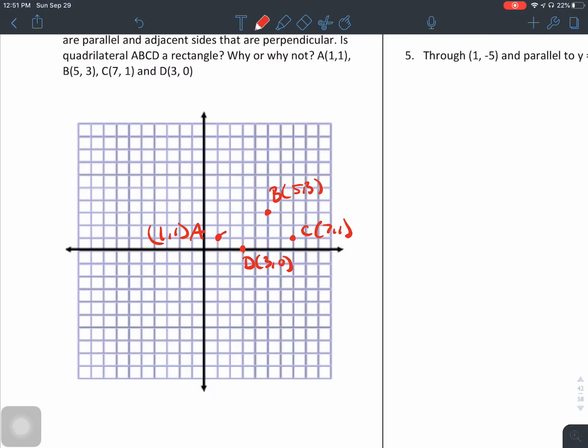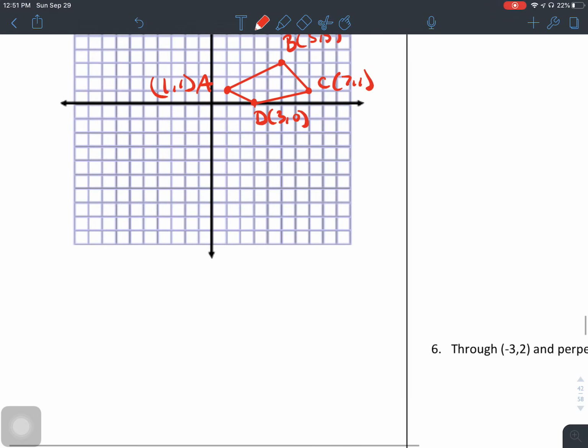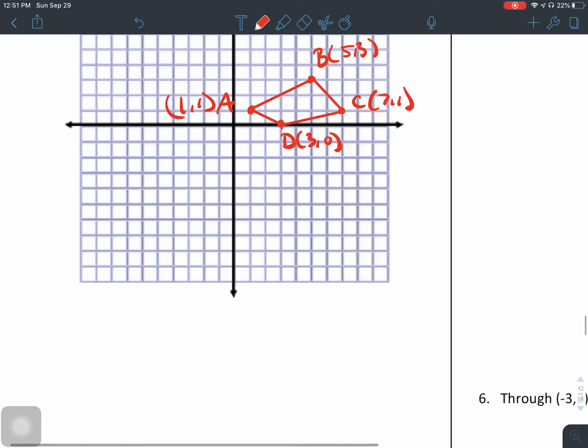Does this appear to be a rectangle? Certainly doesn't appear to be a rectangle. This is drawn to scale. In fact, we know it's not a rectangle. That's not good enough. That will never be good enough. We're supposed to explain why or why not, so we can't just say, well, it doesn't look like one. Using the definition of a rectangle that we're given above, a rectangle is a quadrilateral that has opposite sides parallel and adjacent sides perpendicular. So if we were to find the slope of these sides and compare them, we could tell if this was a rectangle or not.